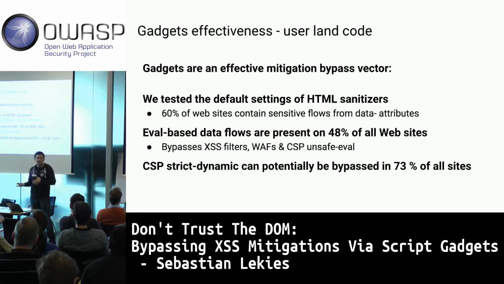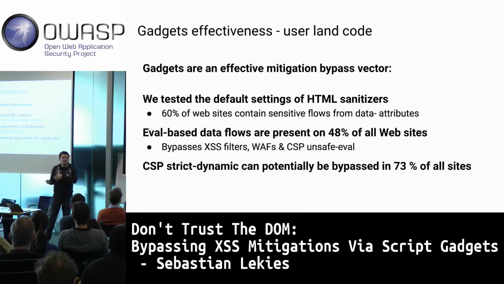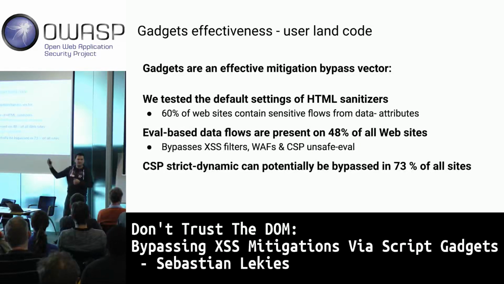As a next step, we looked at how effective gadgets would be in bypassing XSS mitigations. This was kind of tricky because most of the websites don't have these mitigations, and we cannot just deploy them onto the web applications because we would break the applications. We could also not say if there's a web application firewall, for example, because it's hidden. So these are just theoretical numbers where we looked at the number of data flows. We didn't actually try to exploit things.